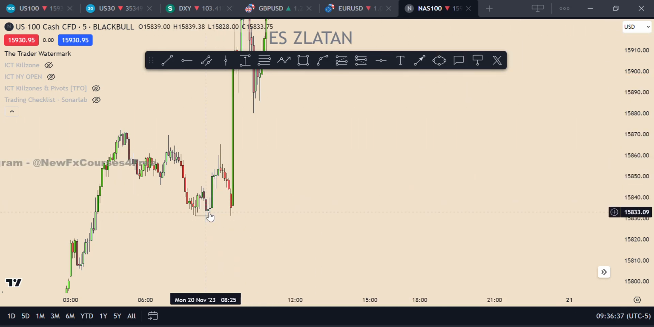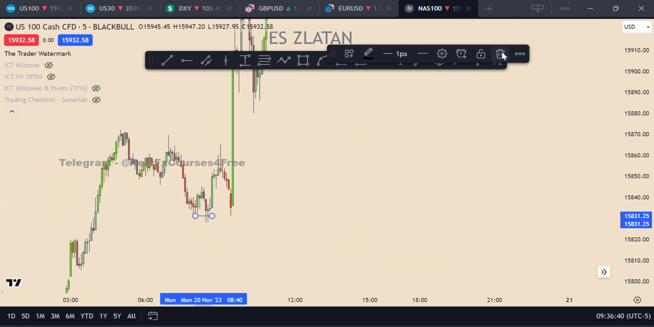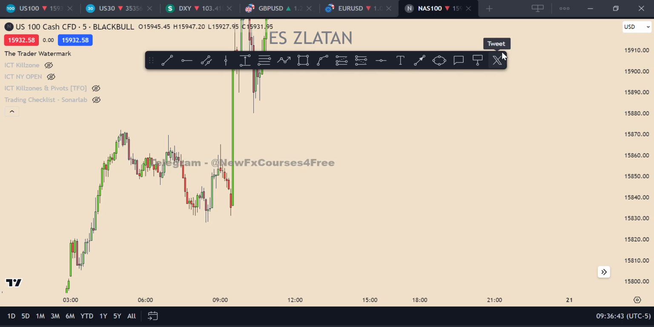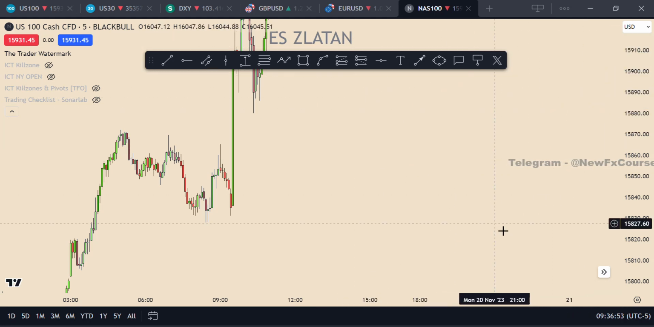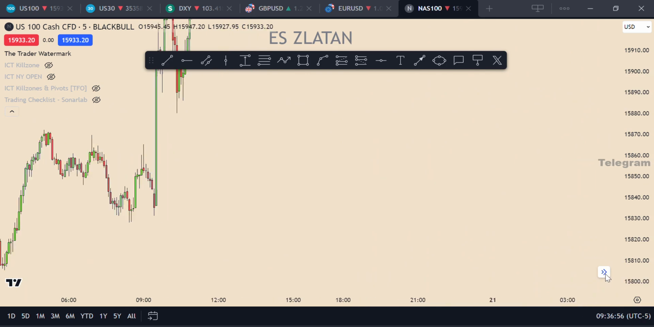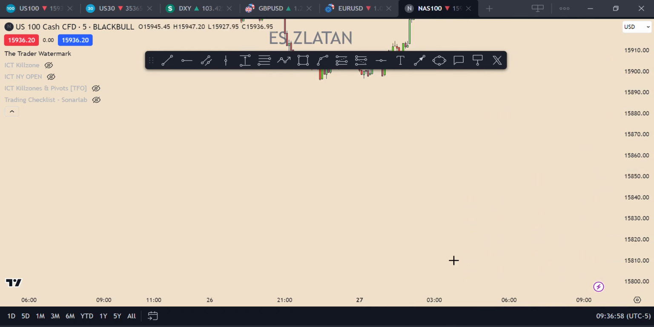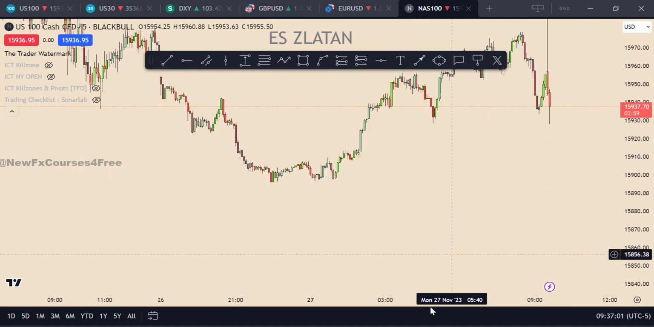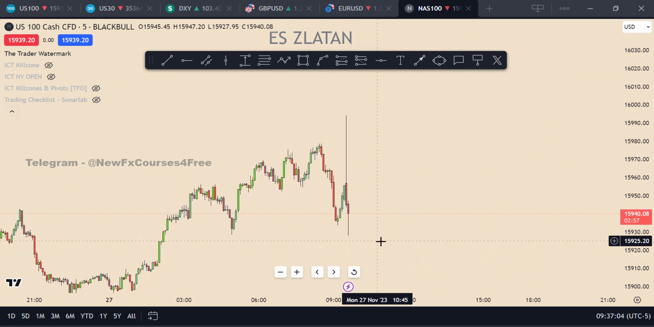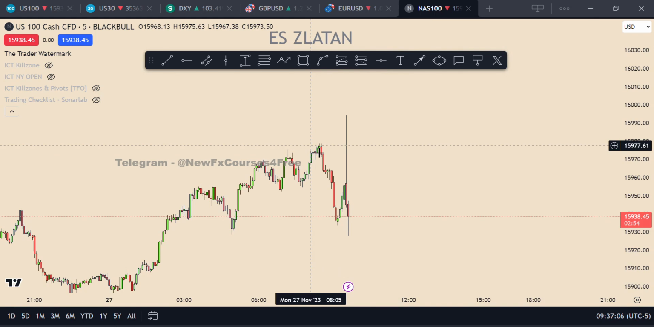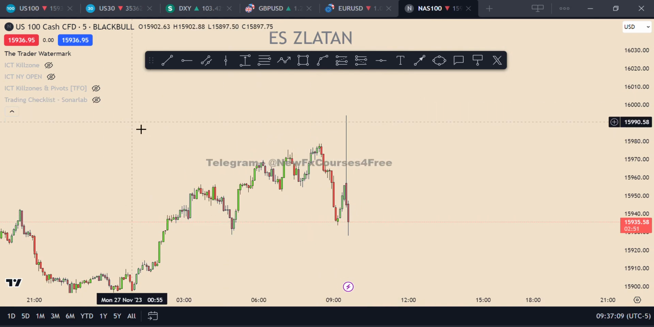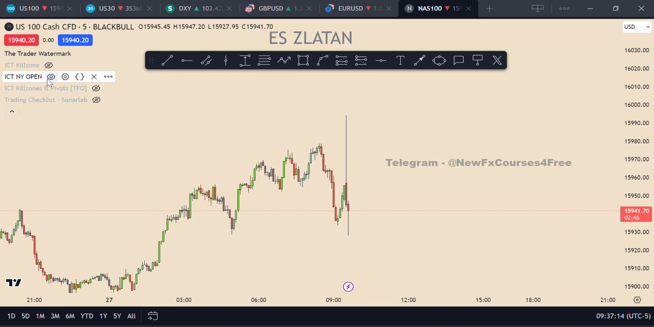The second model I want to talk about is the AMD, the open high low close, right? I have explained this before, that it's just quite simple. What does it mean? In a bullish day, you want to be buying below the New York opening price. In a bearish day, you want to be selling above the New York opening price. So I'm going to activate this right now.